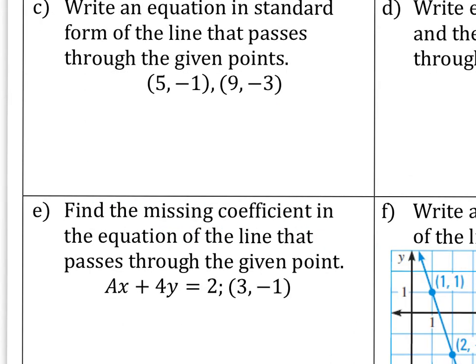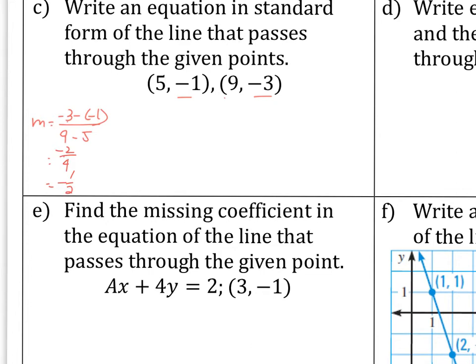Part C. Write an equation in standard form of the line that passes through the given points. So this one I'm going to find the slope, negative 3 minus negative 1, and then 9 minus 5. So negative 3 plus 1 will be negative 2 over 4. This will be negative half.